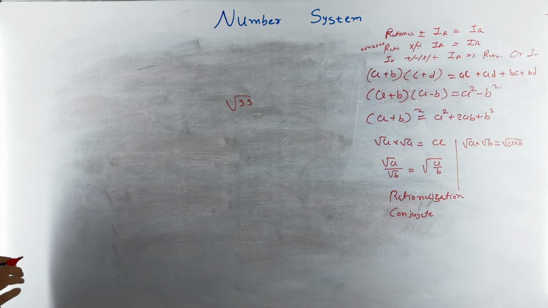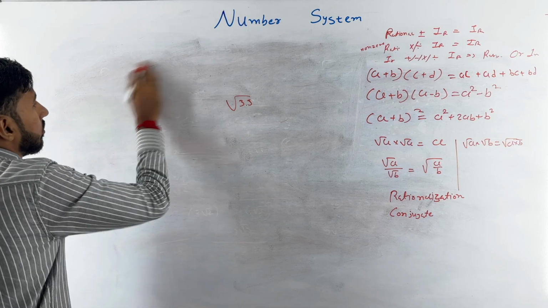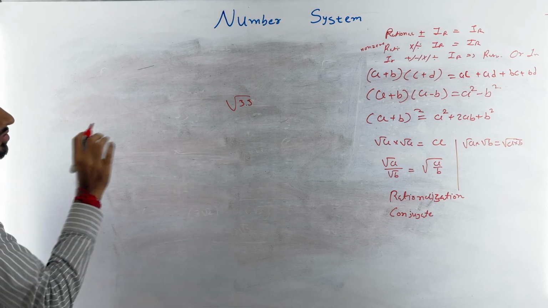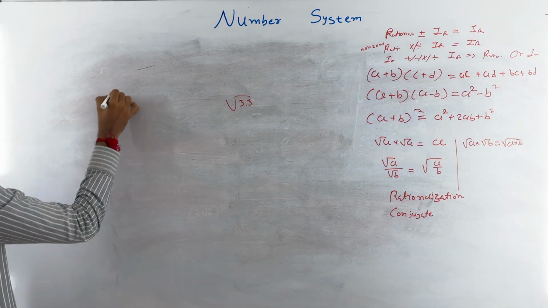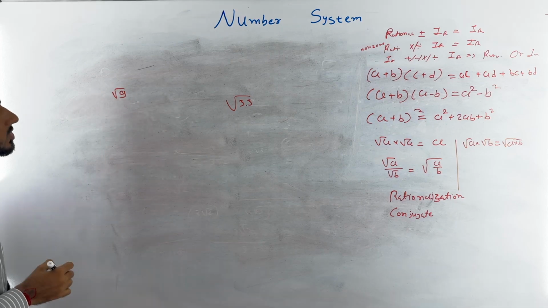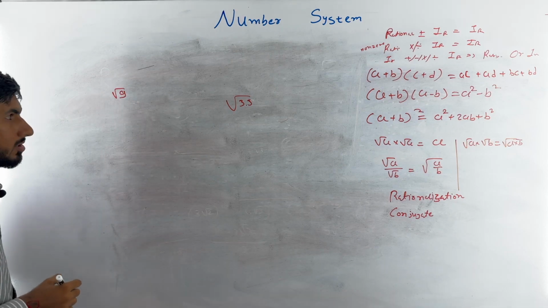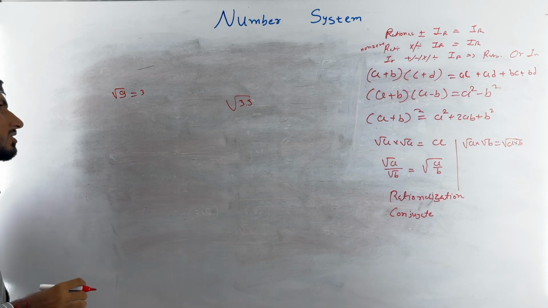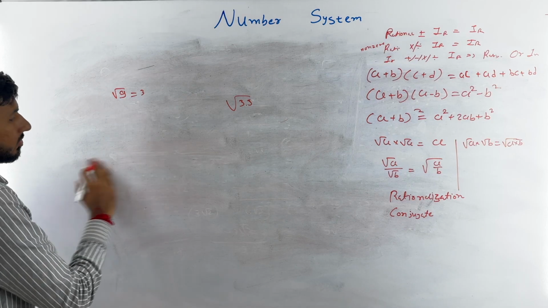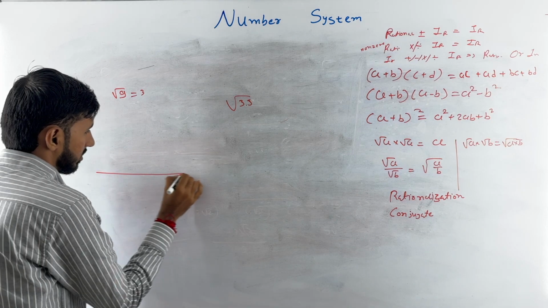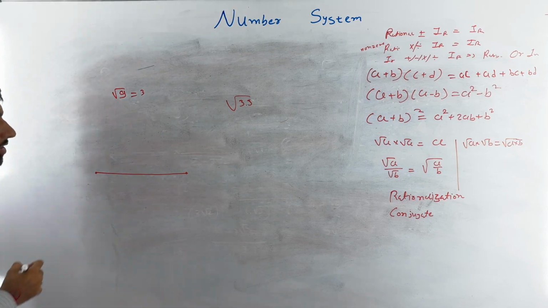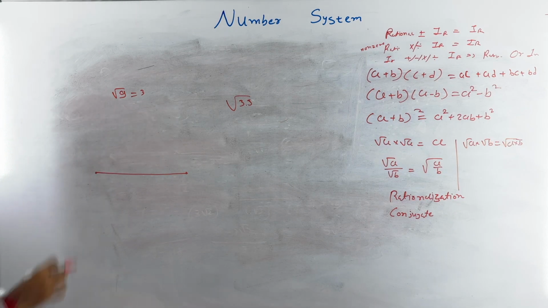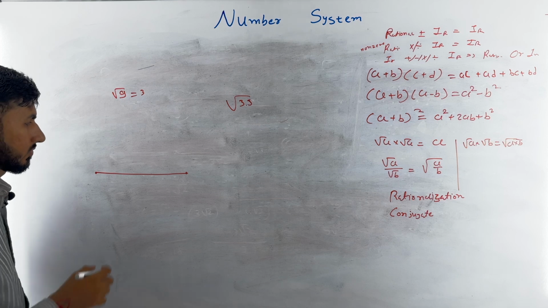We will use the concept behind this. What if I have to represent square root of 9 on the number line? We all know that square root of 9 is 3, and we can easily represent 3 on the number line. Let me use a different method. How can we represent square root of 9 on the number line?